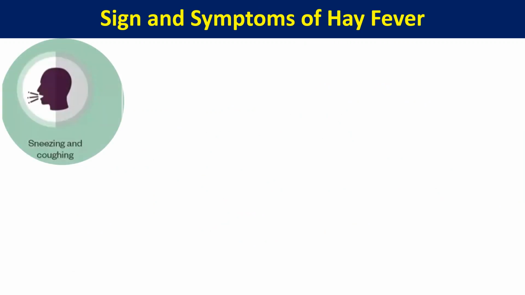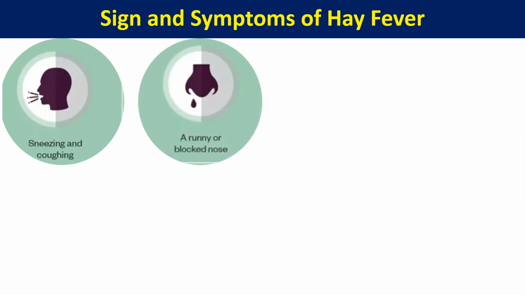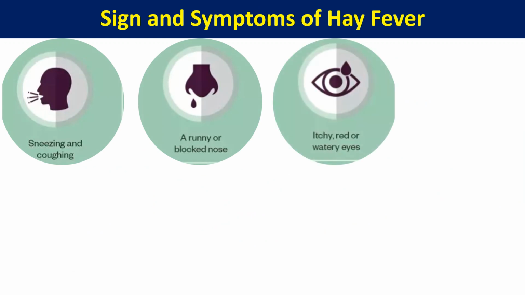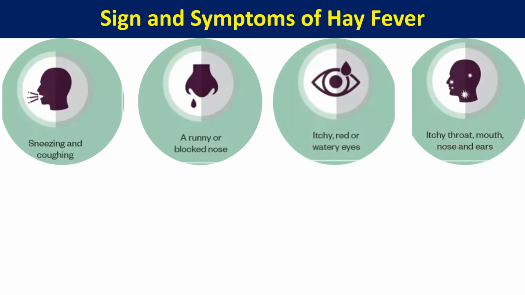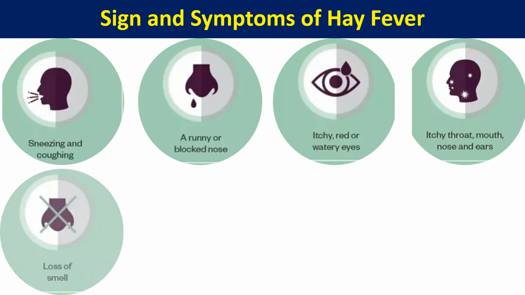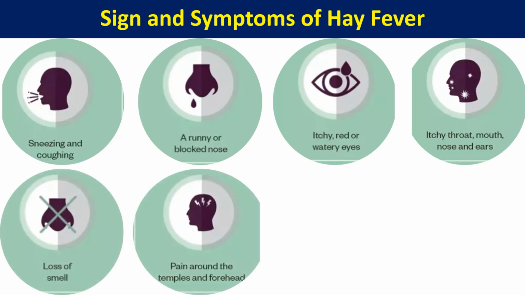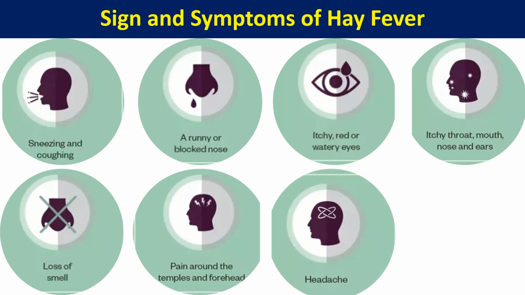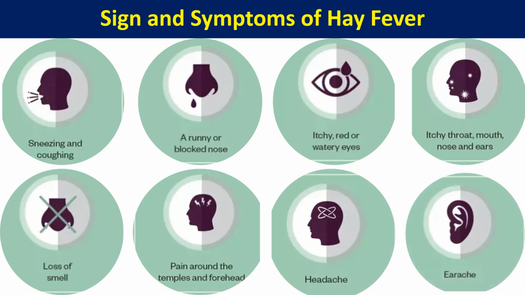Now if you see the signs and symptoms, the first is sneezing and coughing. One by one we will talk about why each sign and symptom comes. Second is runny nose or blocked nose. Itchy, red and watery eyes will be there. Itchy throat, mouth, nose and ears. A loss of smell can be there. Pain around the temples and forehead regions. Headache, body pain, tiredness and earache will be there, because our nasal passage and the eardrum are somehow connected, so ultimately it is going to cause earache also.